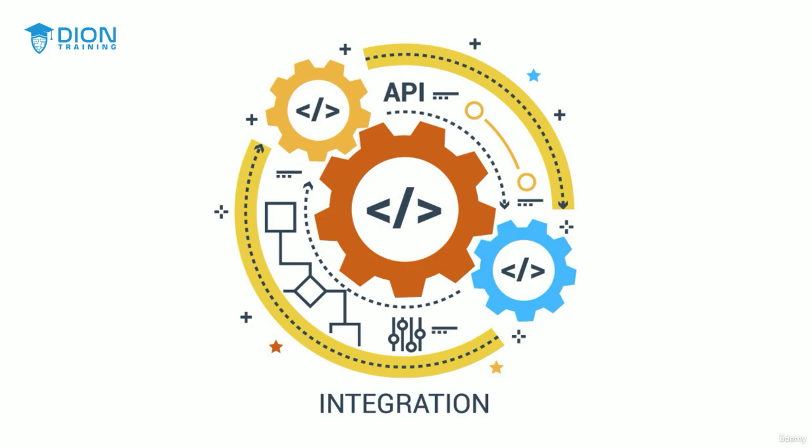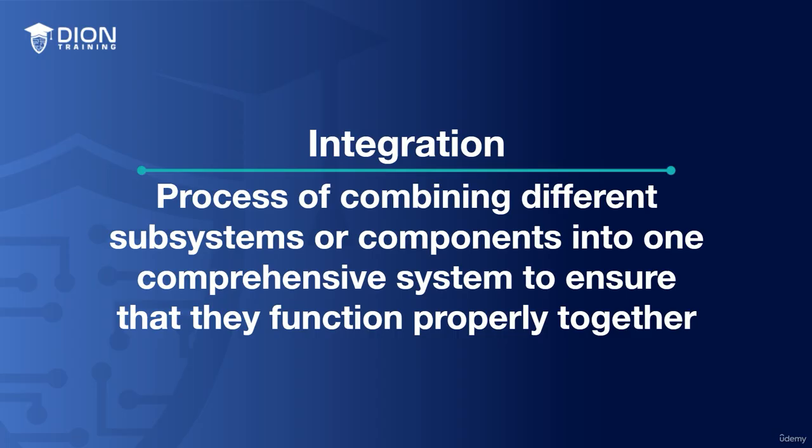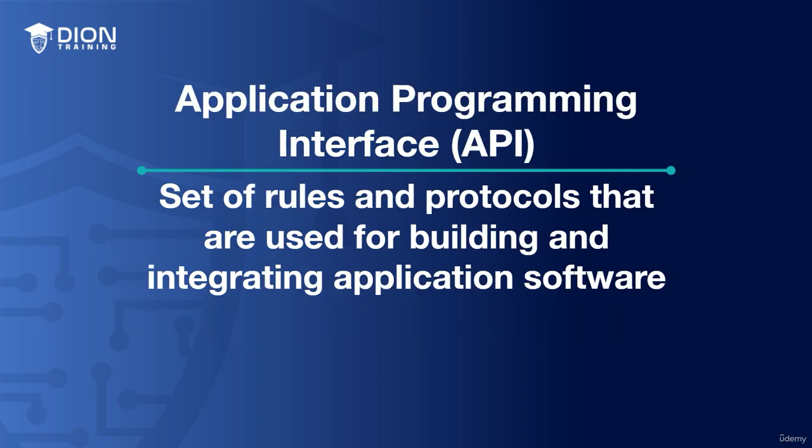Before diving into the specifics of each of these, let's take a moment to define both integration and an API. An integration refers to the process of combining different subsystems or components into one comprehensive system to ensure that they all function properly together. An API, or application programming interface, is a set of rules and protocols that are used for building and integrating application software. An API will allow your product or service to talk to another product or service in a controlled environment and using a specific data exchange format.